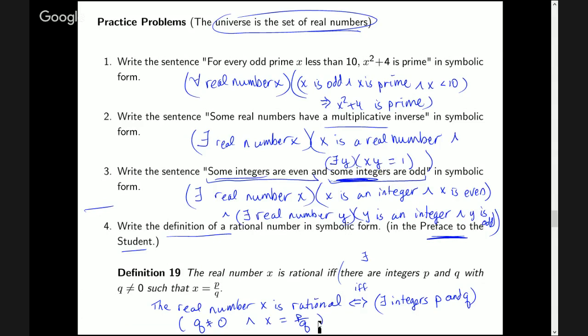So you're really turning the last half of it into symbols. Does that make sense? The first part, you have to just write that first part down. Any questions on that?